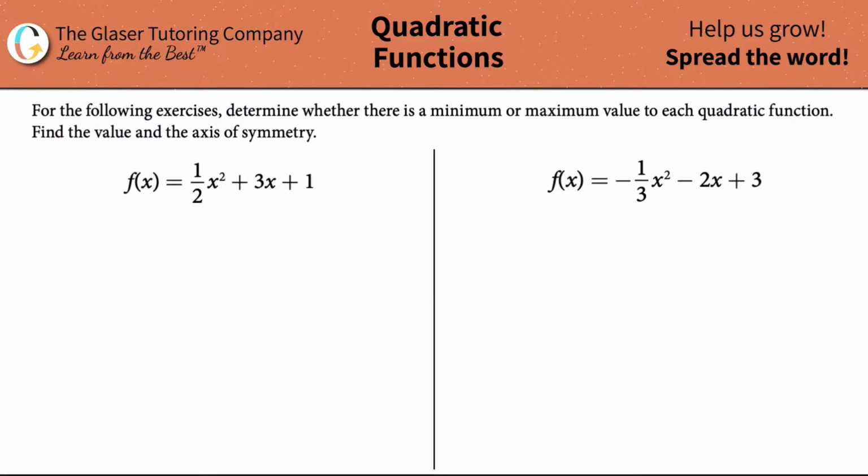For the following exercises, determine whether there's a minimum or a maximum value for each quadratic function, and then we need to find that value and the axis of symmetry. Okay, so this is the last question in this bunch.